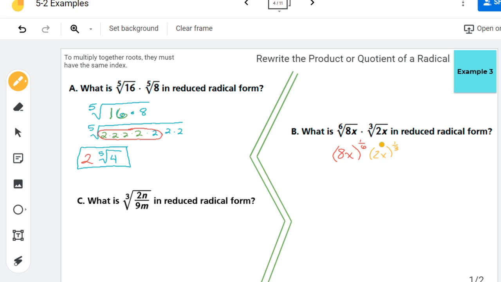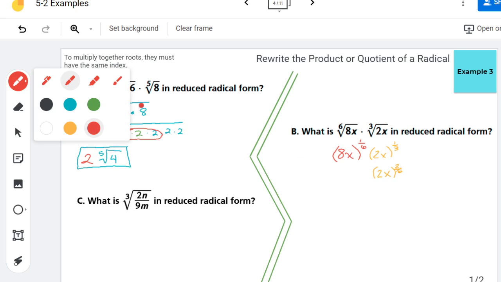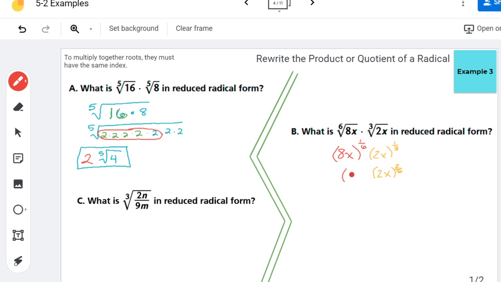Now remember, we want these to have that same exponent. So I'm going to see if I can convert those fractions into a common denominator, essentially. All right, so I'm going to rewrite that 1/3 as 2/6, because that is the same thing, isn't it? And I'm not touching that 1/6. This one's just staying the same. The red is.